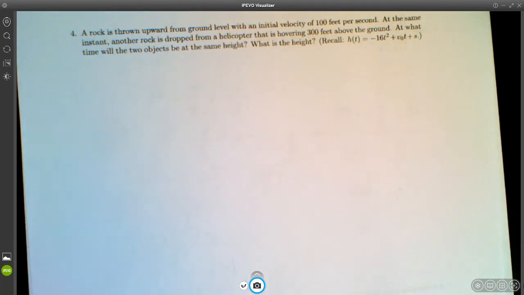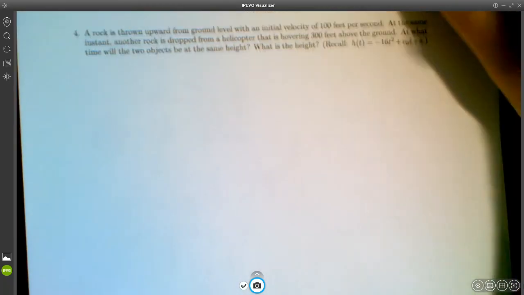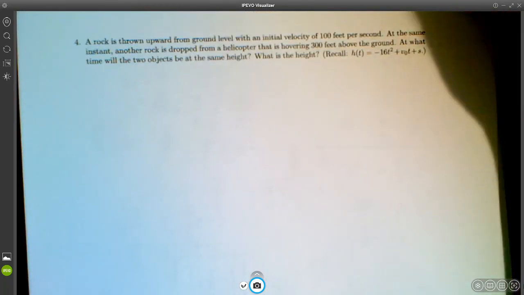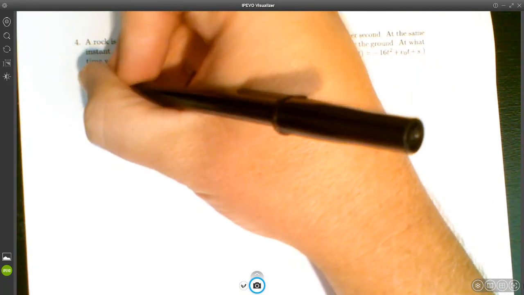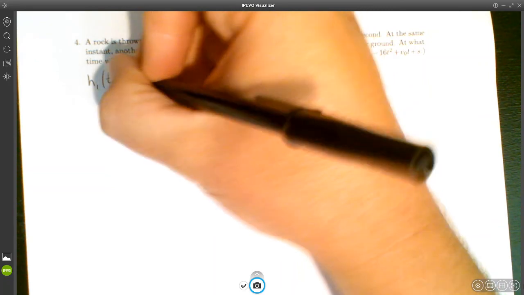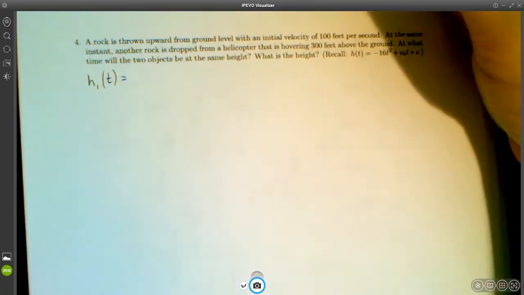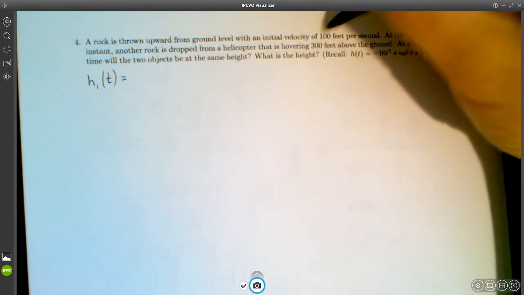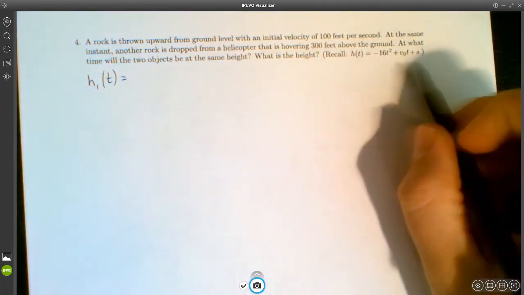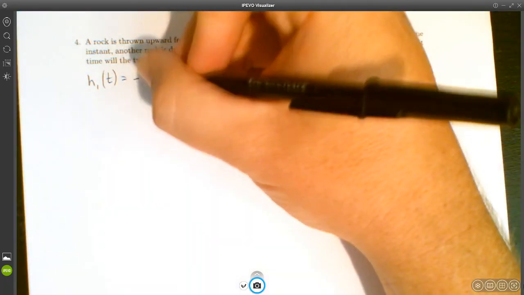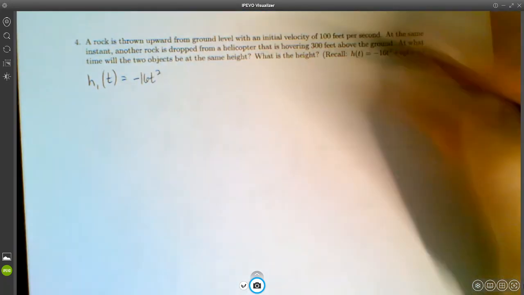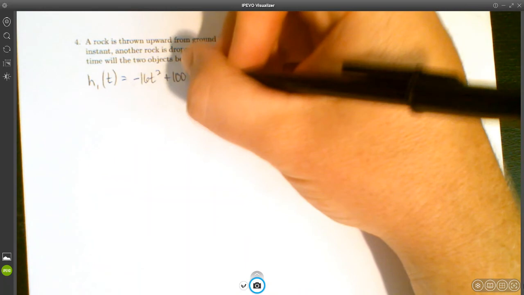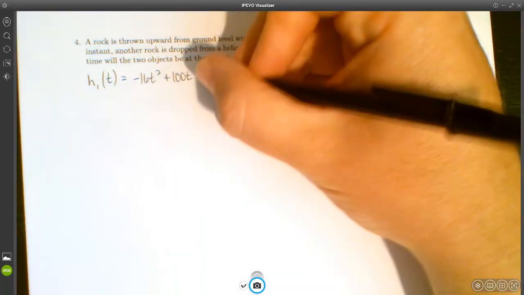I don't even know if this is going to be a system, strictly speaking. We could force it to be a system, I guess, but what I want to do is come up with the height function for each of the rocks. For the first rock, it's thrown from ground level with an initial velocity of 100 feet per second. So that function is going to be negative 16t squared plus 100t plus 0, right?